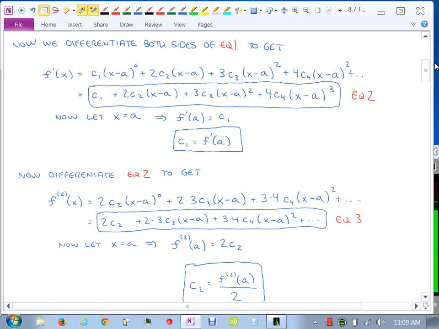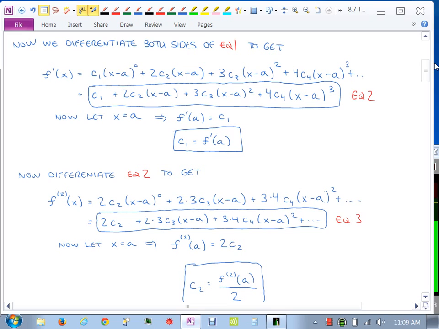So the second derivative of f is the derivative of C1, which is 0. Then the derivative of this, which is just 2C2. 2C2, that sounds like a dance or something. Okay, this one right here, 3C3 times this, the 2 comes down, and now you have 2 times 3, C3, x minus a. And then you keep going, right? The 3 comes down, 3 times 4, C4, x minus a squared. Repeat the process. X is a again.